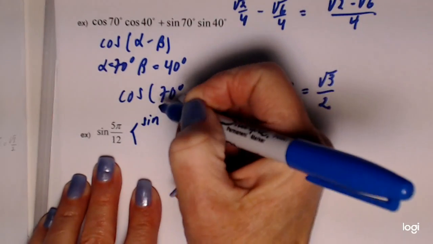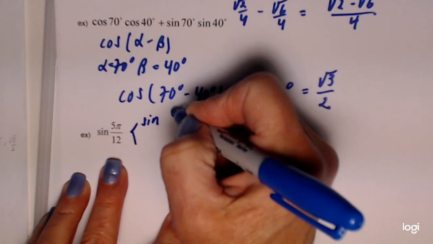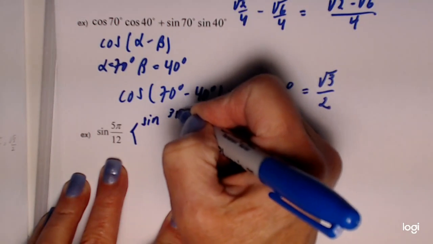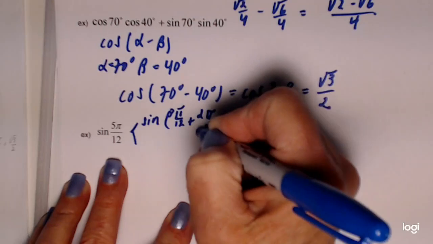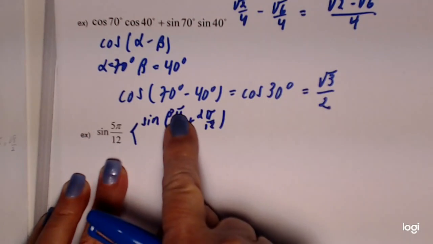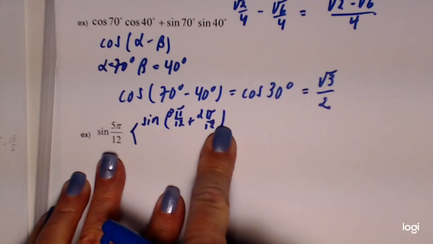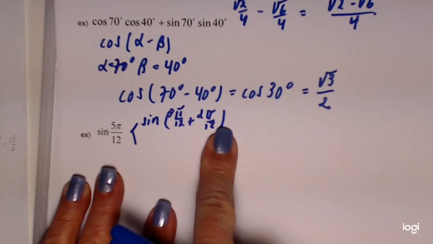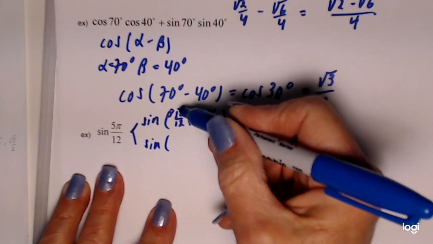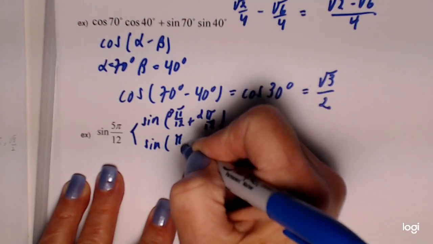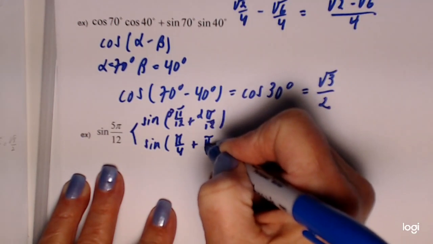So we can consider the sine of 5 pi over 12 as being equal to the sine of 3 pi over 12 plus 2 pi over 12. 3 plus 2 gives us our 5 in the numerator. Well, in case you're saying, what good does that do? If we reduce these fractions, we can see that 3 pi over 12 reduces to pi over 4, and 2 pi over 12 reduces to pi over 6.